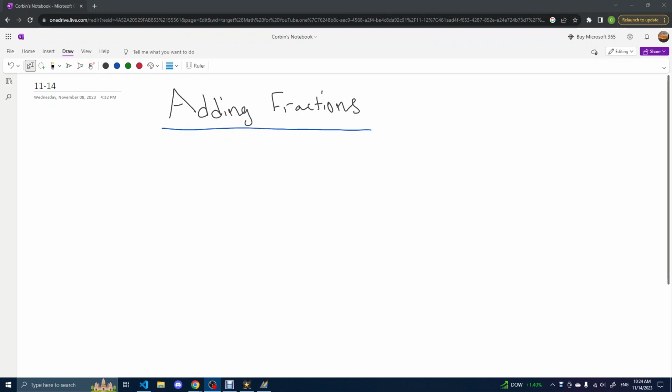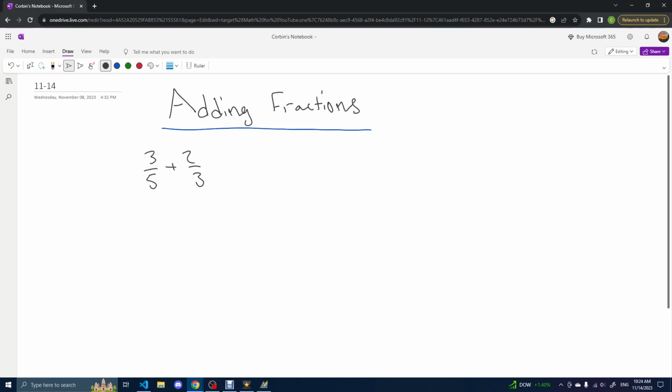So we're going to be starting a little mini series here where we're going over adding, subtracting, multiplying, and dividing fractions. And we're going to start with adding fractions today. So let's go ahead and start with two kind of simple problems here. So we got 3 over 5 plus 2 over 3.